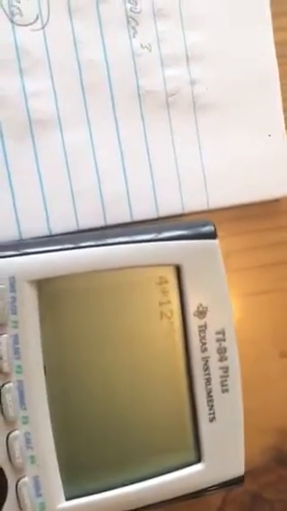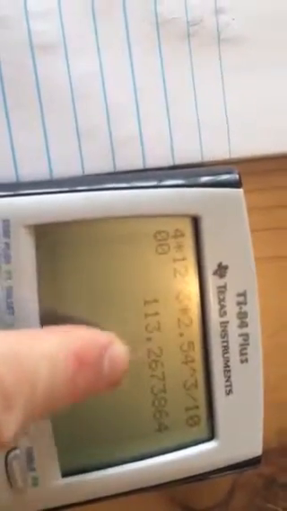So again, in this problem we're going to do 4 times 12 done 3 times, 2.54 done 3 times, and then just divide by 1,000 at the end. So divide by 1,000, enter. So about 113.27 liters is my answer. So I'll go ahead and write that in since I didn't write that in the last time for some reason. 113.27, and that's in liters.